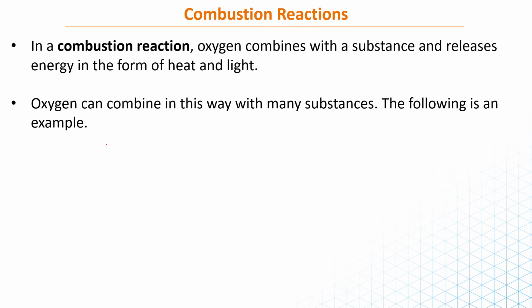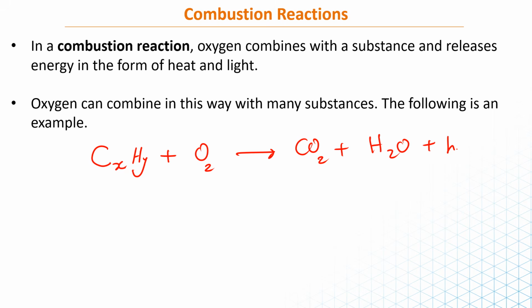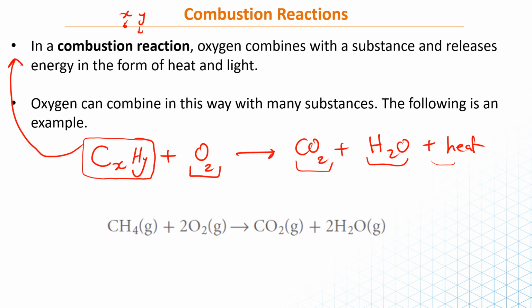And sometimes you can have a hydrocarbon, okay, CxHy plus O2, and this will give me CO2 plus H2O plus heat. What am I trying to show you here? I'm trying to tell you that if you have any compound that has carbon and hydrogen in it, x and y can be any numbers, and you have oxygen, then in the products you will get CO2 and H2O and heat, because this is a combustion reaction.